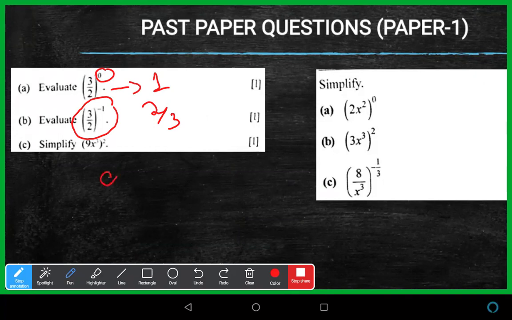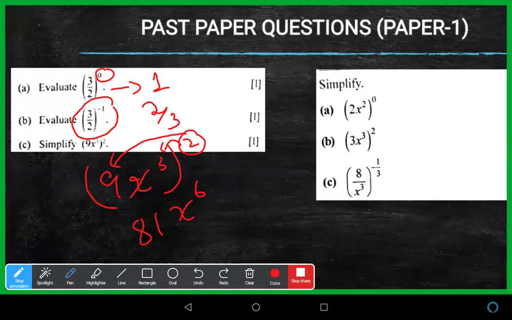Now, 9x cube raised to the power 2. So we have to apply 2 to the 9 first. 9 square is 81. And when we apply it to x cube, it will become x6 because the powers multiply. 2 times 3 is 6. So this will be our final answer.